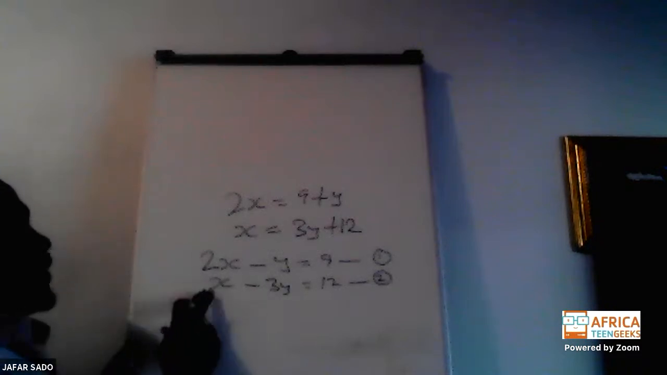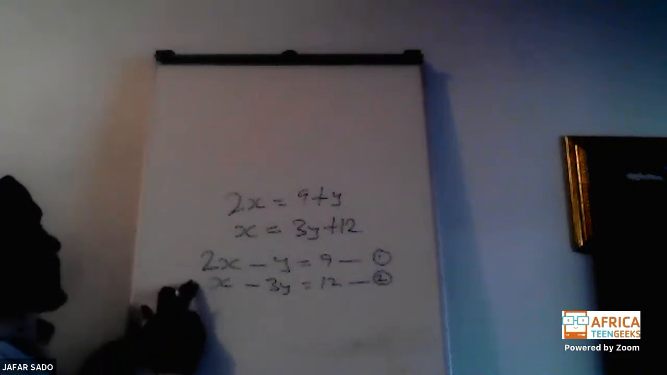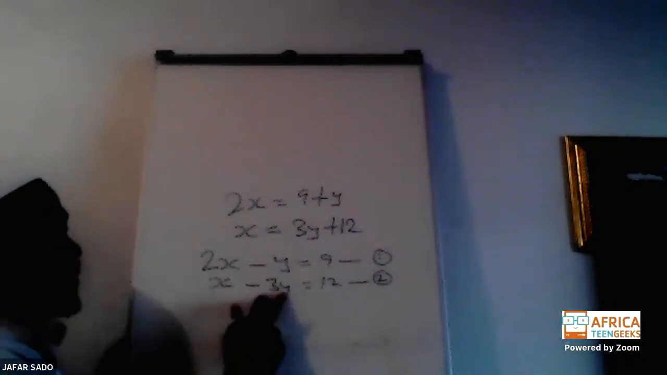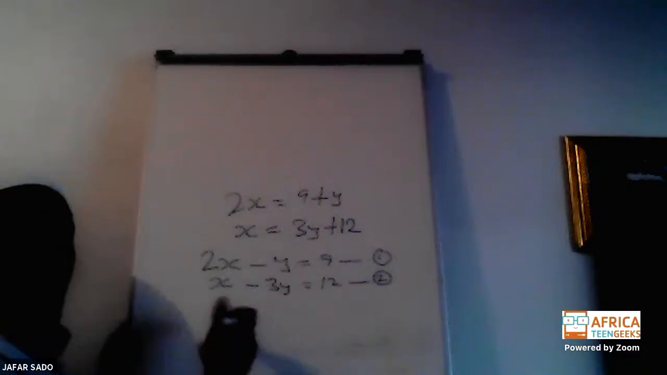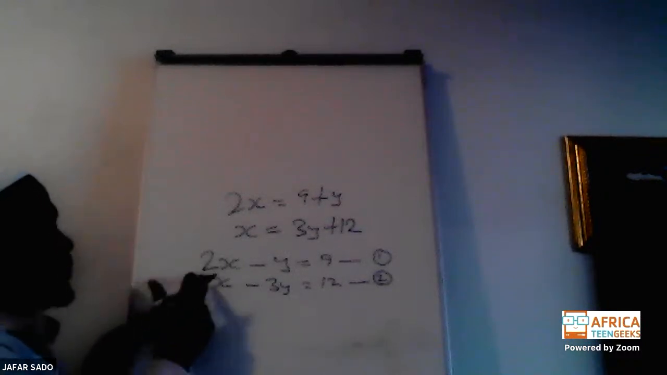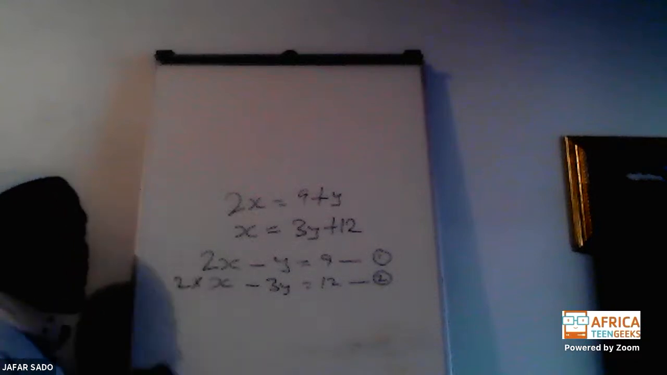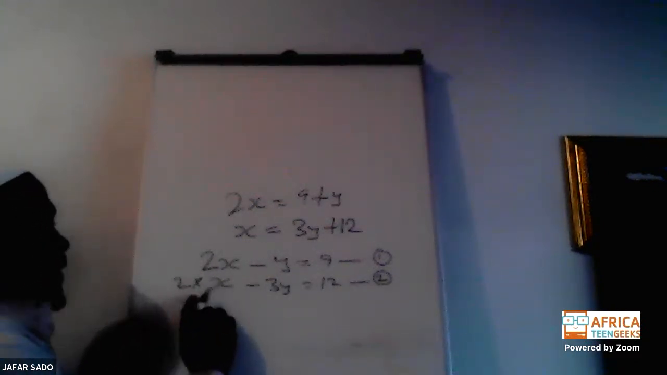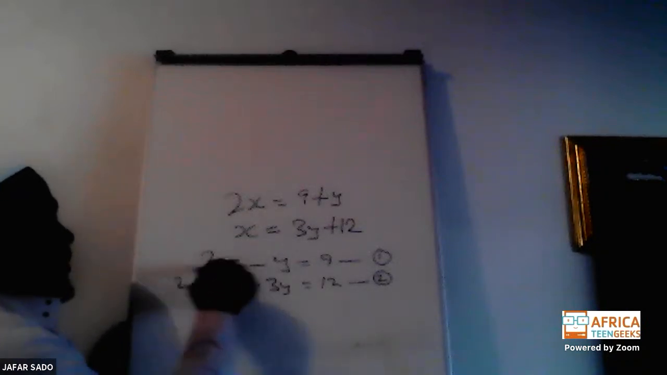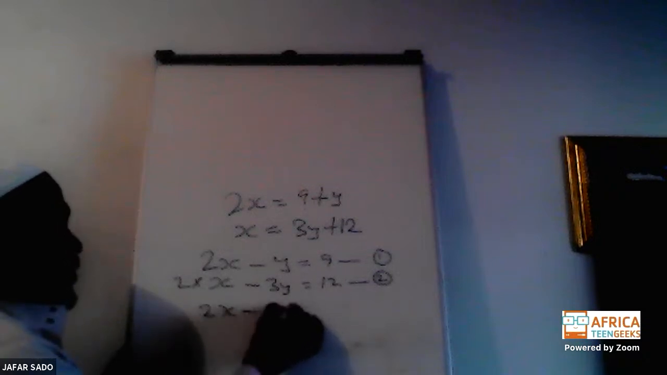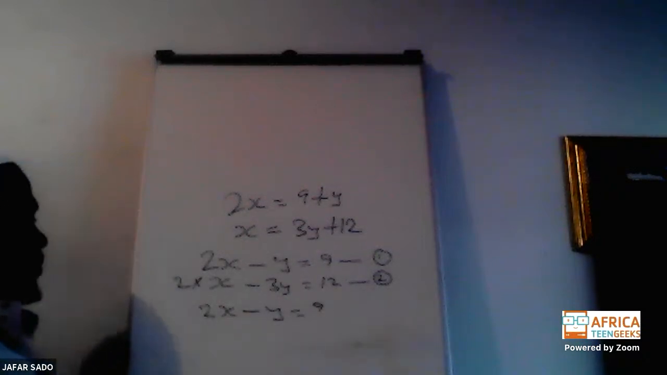So now, if I want to eliminate x, that means I must make sure that my x's are the same. If I want to eliminate y, I must make sure that my y's are the same. So it's up to me. It's easier for me to make my x the same here. So let me multiply this by 2 so that I can get 2x here. So I'm writing the first one here, 2x minus y equals 9.